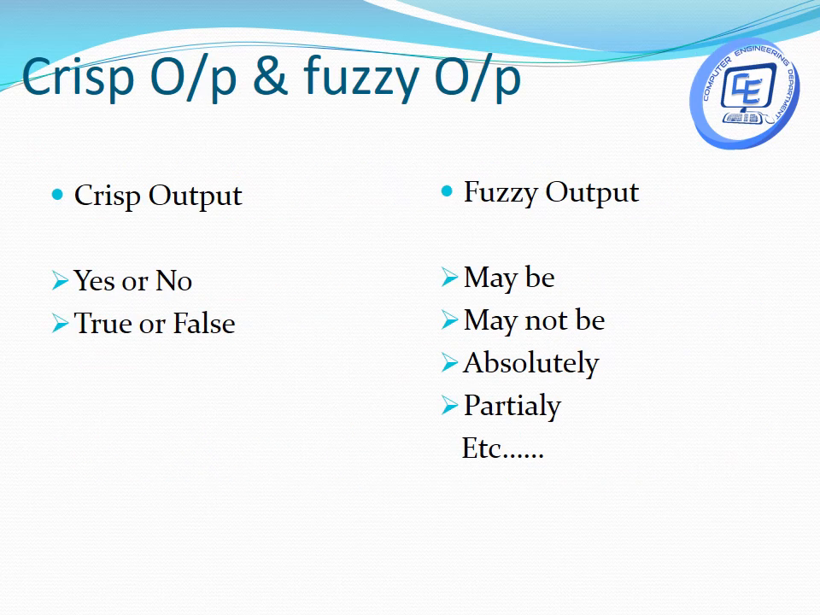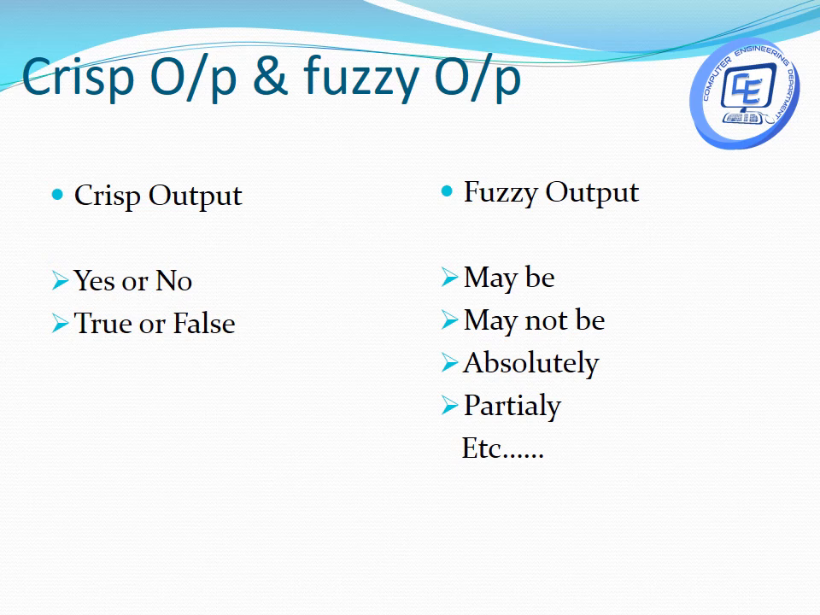So, talking about the output of a crisp set and a fuzzy set. A crisp set has an output of yes or no, true or false, 0 or 1, like that. So, a definite value is given as an output. As we have seen in the last slide, the value can be either 0 or 1, yes or no, and that is called a crisp set or crisp output. But what is a fuzzy output?